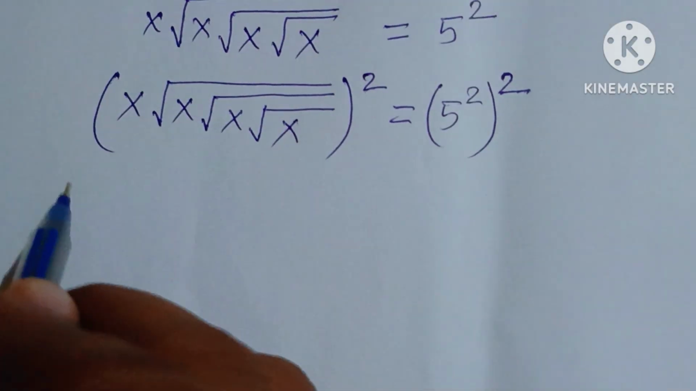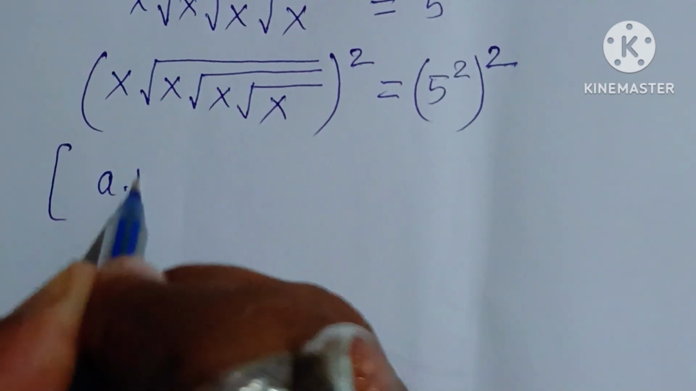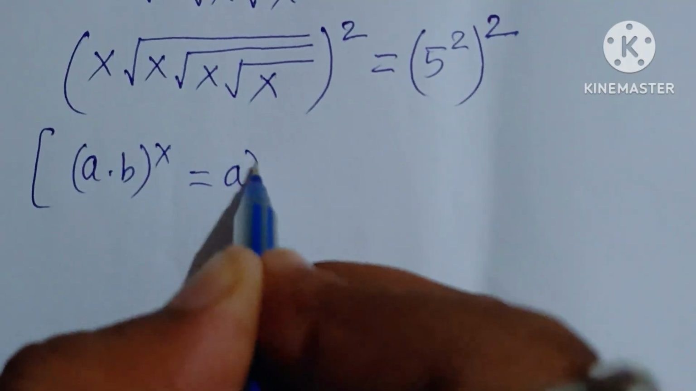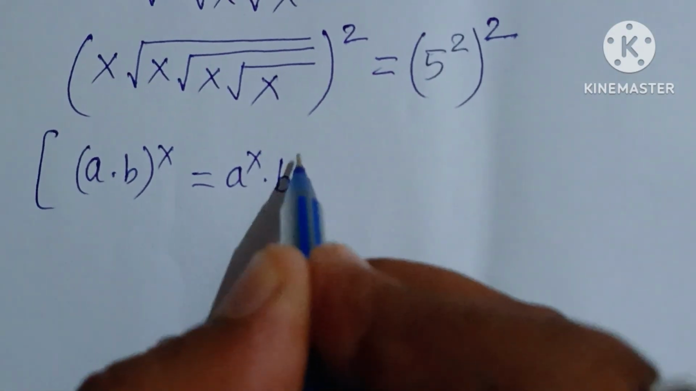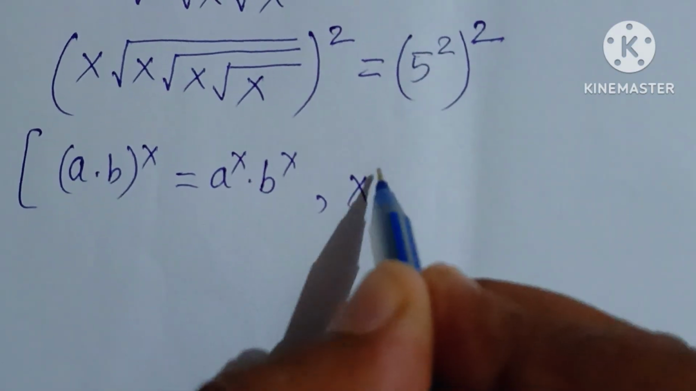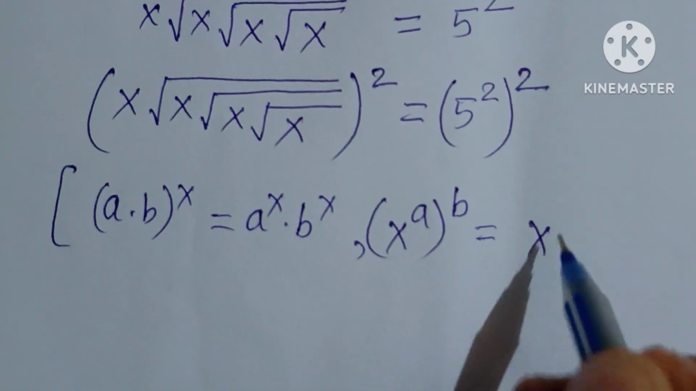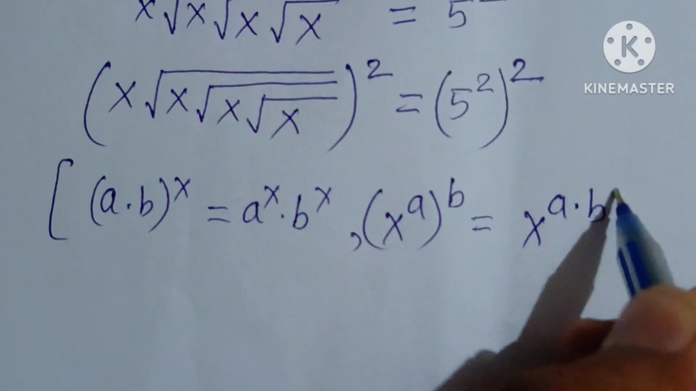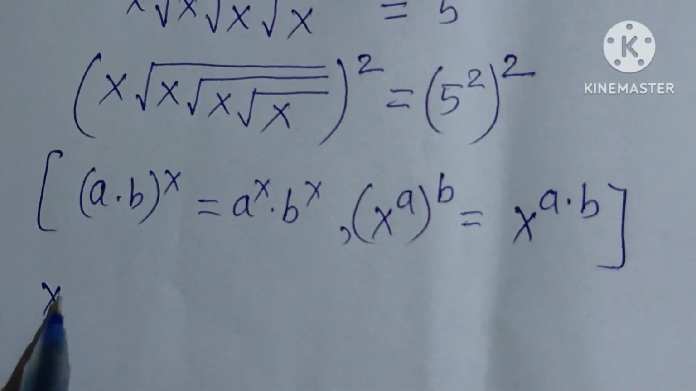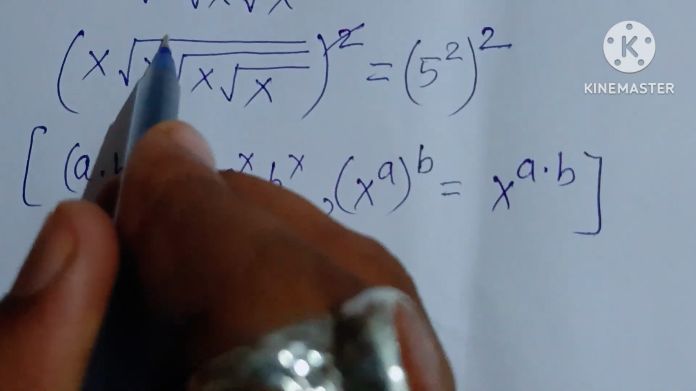Now here, (a into b) whole raised to power x equals a raised to power x into b raised to power x, and (a raised to power b) raised to power c equals a raised to power b into c. Now here we can apply x square. Here square root will remove.